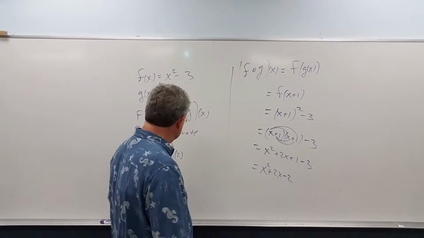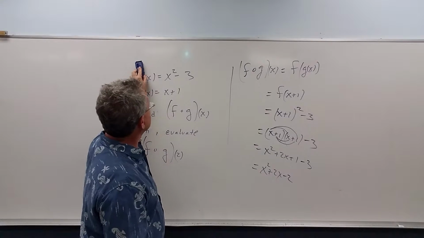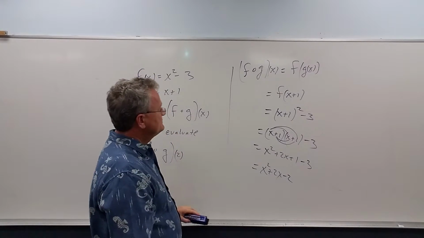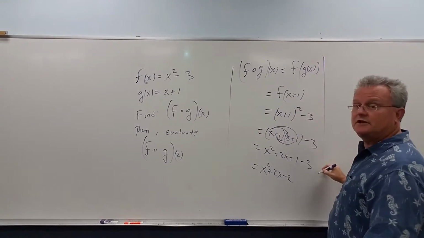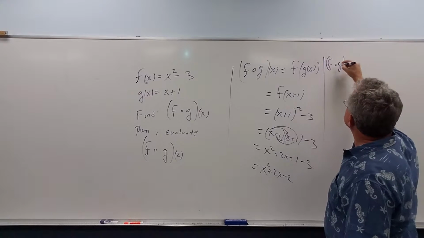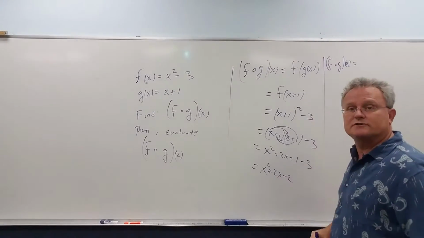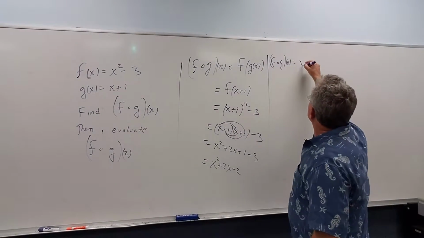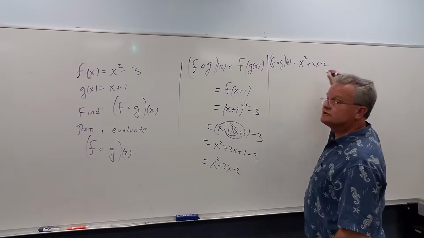Let me just write this down up here. I don't want to erase that. Make sure this shows up on the video. All right, so f of g of x is x squared plus 2x minus 2.